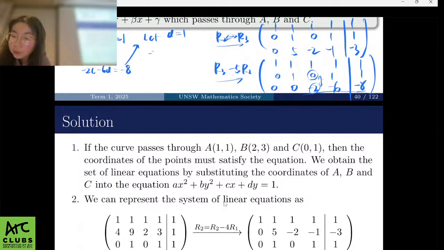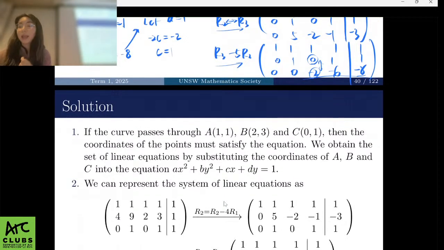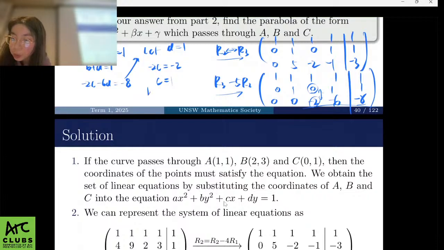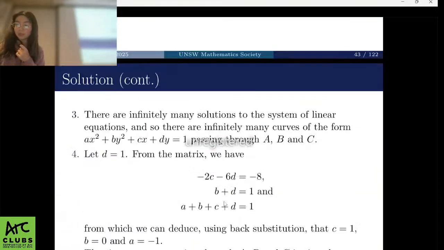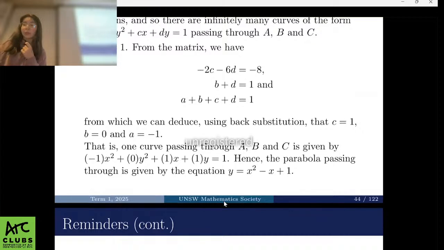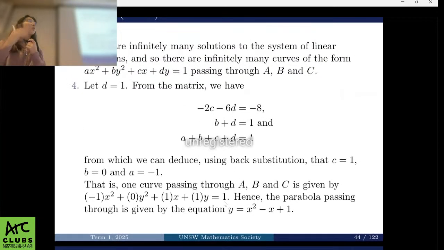So then negative 2C would be equal to negative 8 plus 6, which is negative 2, and C would be equal to 1. And then we can find B as such. B should be equal to 1 minus 1, which is 0. And finally, A should be 1 minus 0 minus 1 minus 1, which is negative 1. So one such curve that we could get, I'll show you in the solution, is when we sub in D equals 1 and then get the corresponding values of A, B, and C.